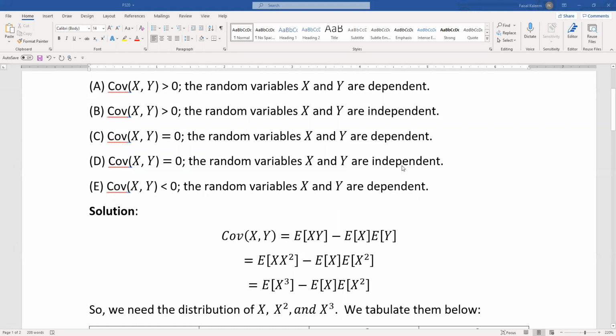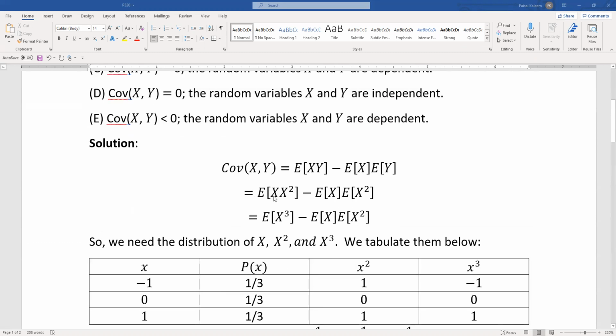We're talking about covariance in all the answers, so we'll need to calculate the covariance. Covariance of xy by definition is E[xy] minus E[x]E[y]. But in this case, we know that y is x squared, so it'll be E of x times x squared minus E[x] times E of x squared. Substitute y equal to x squared: x times x squared is x cubed. So the covariance is E of x cubed minus E of x times E of x squared.